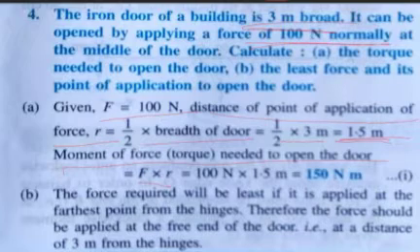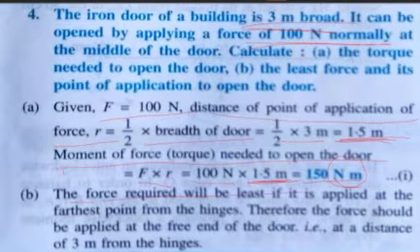This is the formula, force into distance. Force is 100 Newton, 1.5 meter we got here, that is distance. So it will be 150 Newton meter. 100 into 1.5, 150 Newton meter. The units are important, don't miss the units.